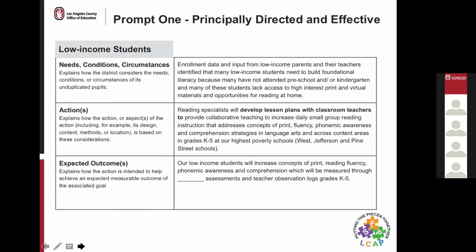And finally, in the last section, we see what the LEA expects to achieve through this action and the intended outcome, and that the low-income students would increase the concepts of print, reading fluency, etc., as you see listed in the action. And this would be measured through, and I put blank, assessments and teacher observation, because this might be a local measure, and the LEA would need to define how they would be measuring their progress to address developing literacy through this action. And this again would be a school-wide action at 3 low-income schools. Next slide, please.